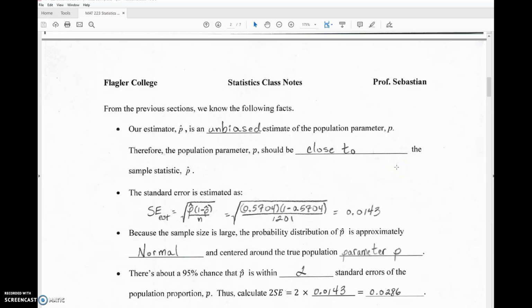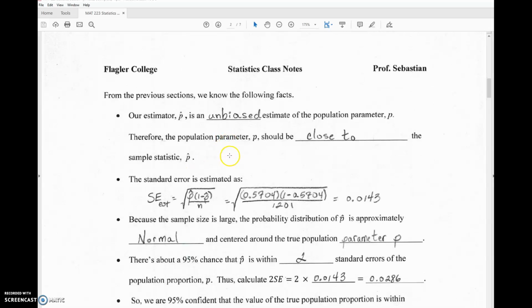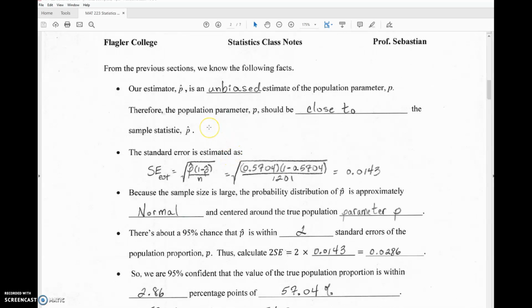We're on page 107, the second page of our section 7.4 notes. From the previous sections, we do know the following facts. Our estimator p hat is an unbiased estimate of the population parameter p. Therefore, the population parameter p should be close to the sample statistic p hat. We always assume that when we do a sample and the sample is done correctly, it's random and independent, it's large enough, and the population is big enough that it's an unbiased estimator.